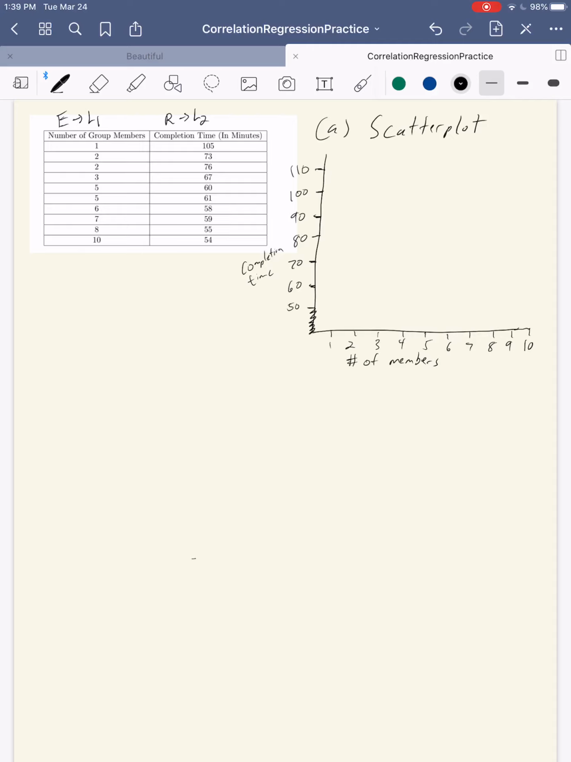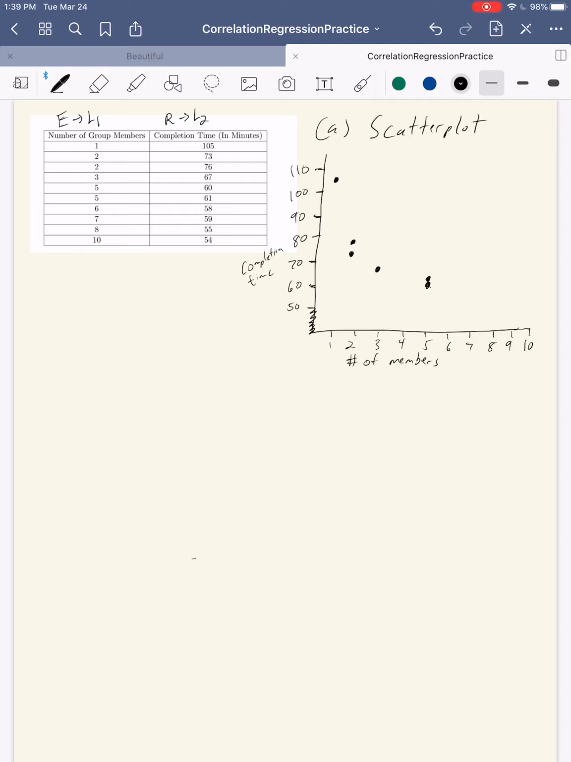All right, let's start drawing our points. We had 1 and 105, so we've got a point way up there. We've got 2 and 73, so a point right about there. And then 2 and 76, so probably right about there. Then we've got 3 and 67, so right about there. 5 and 60, right about there. 5 and 61, just directly above it.